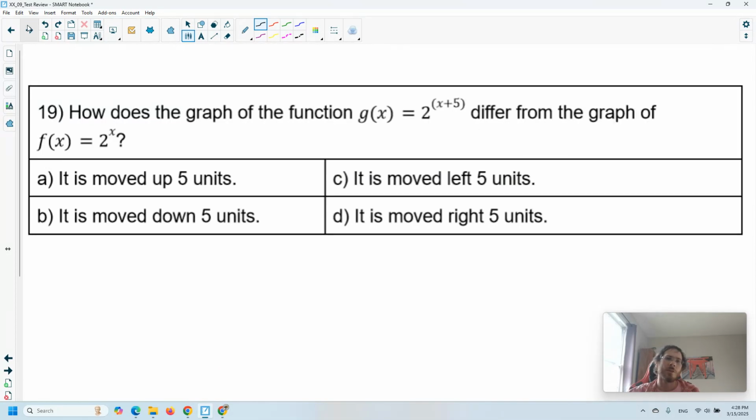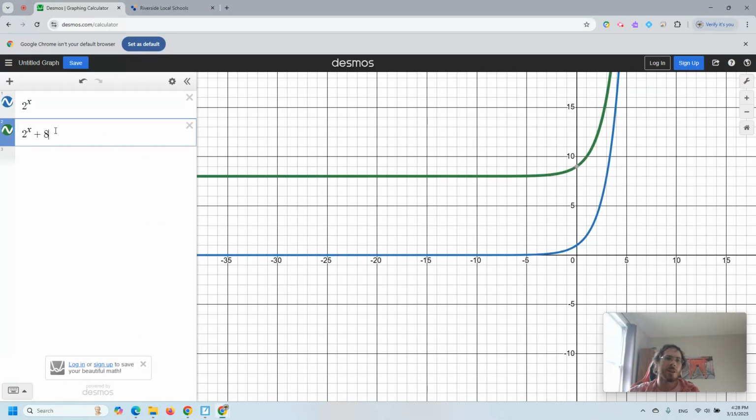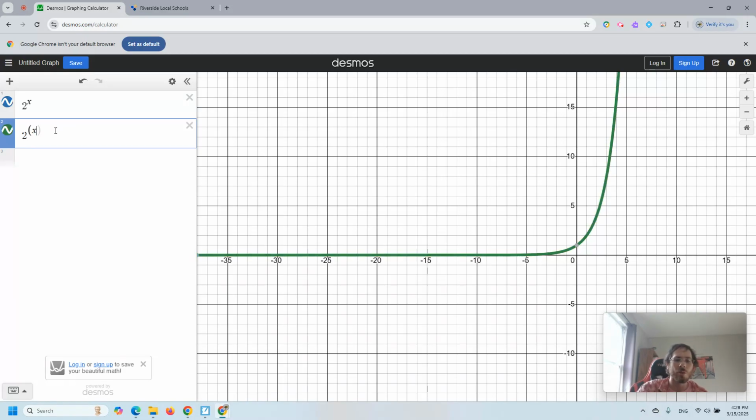All right, for 19, pretty much the same thing. We're just seeing what happens if we've got 2 to the x plus 5. So again, we're either going left or right. In this case, we want to remember that when we're in the parentheses, it's always the opposite of what we think it might be. So plus is usually right, but inside the parentheses, plus is going to move us to the left. And again, we'll just throw that in, 2 to the x plus 5. Here I want to get the x plus 5 in the exponent, so I'm going to do parentheses x plus 5.